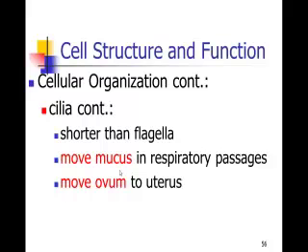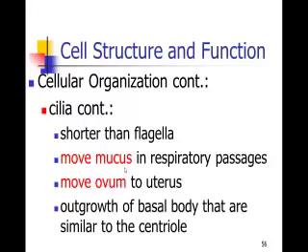As I mentioned, mucus is moved in the respiratory passages. In the reproductive tubes, the uterine tubes, they move the ovum. And then, as I mentioned, they're an outgrowth of that basal body, which is pretty similar to a centriole. Again, centrioles will be discussed in a regular lecture. I should mention something about this, though.